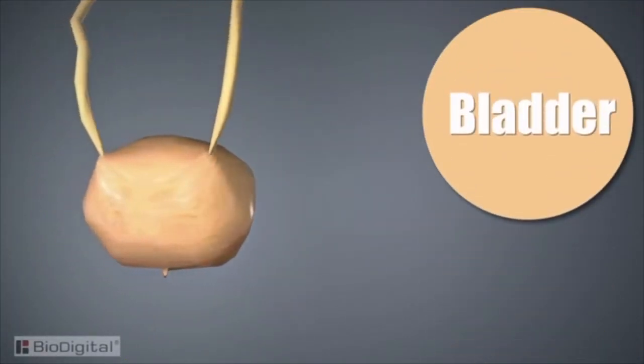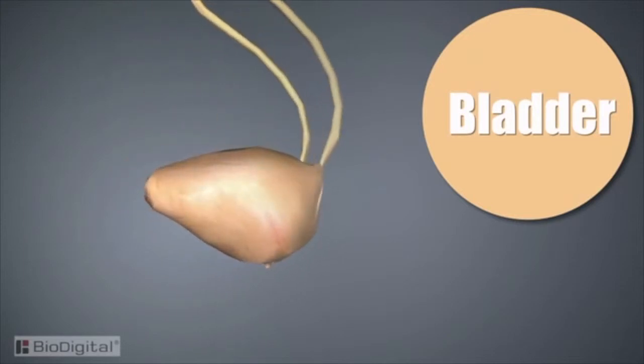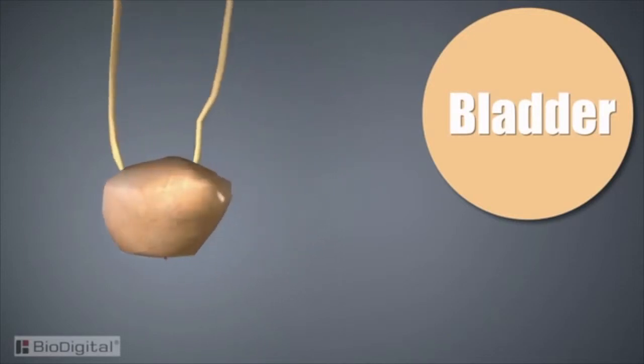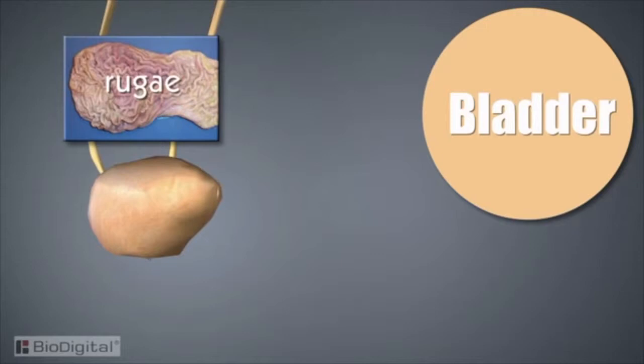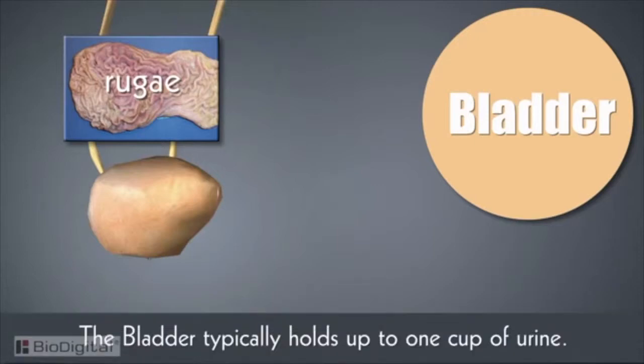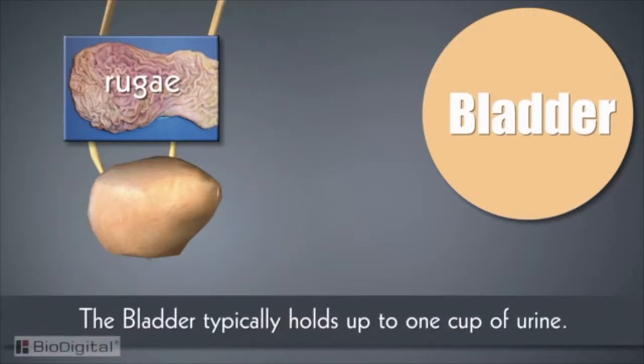Now the bladder is a hollow sac, much like the stomach, lined by a series of folds called rugae. The purpose of these folds is to allow the bladder to expand as urine is collected. The bladder typically holds up to 1 cup of urine and sometimes more until the urge to void or urinate is turned on.